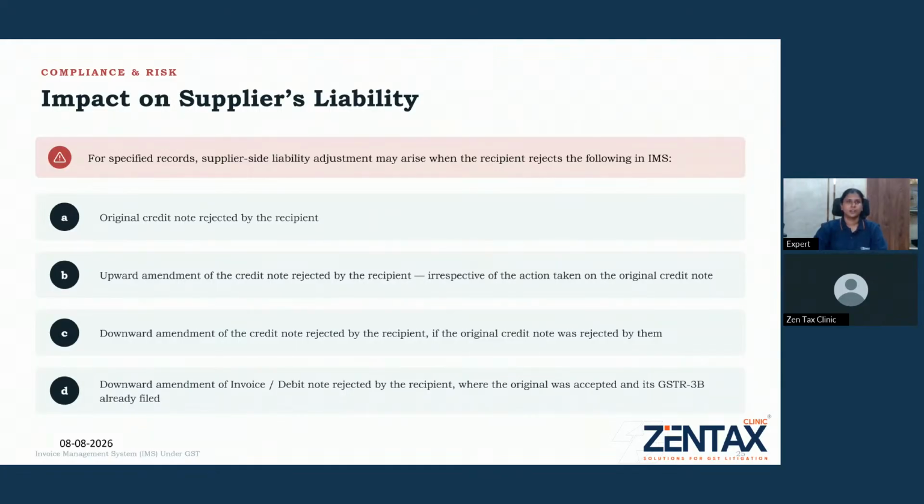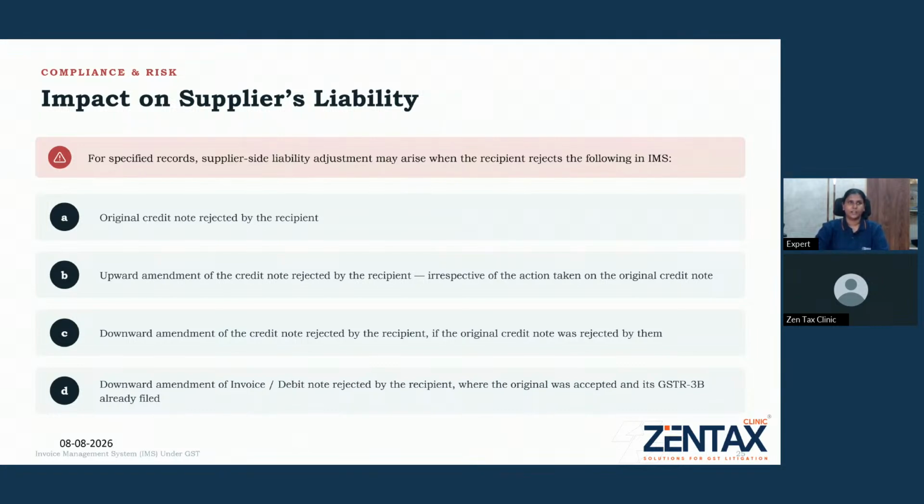We have discussed that once a customer rejects a credit note, now we will see how that rejection impacts the supplier's liability. For these specified records, a supplier side liability adjustment may arise when the recipient rejects the following in the IMS. Once the recipient rejects these documents in their IMS dashboard, it will impact the supplier and their liability will increase. So we will see what all those scenarios are.